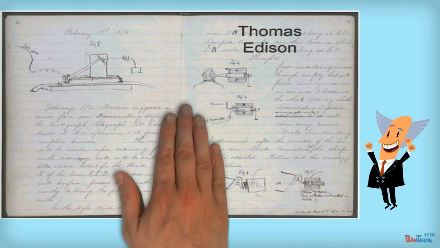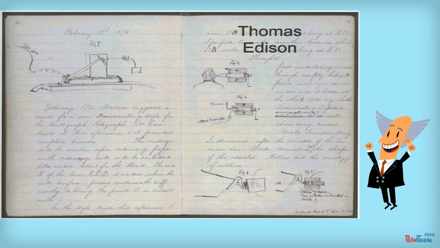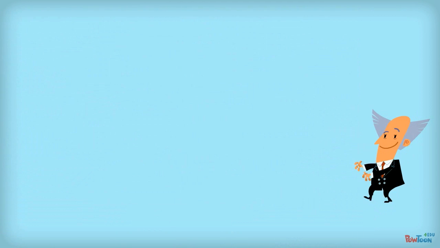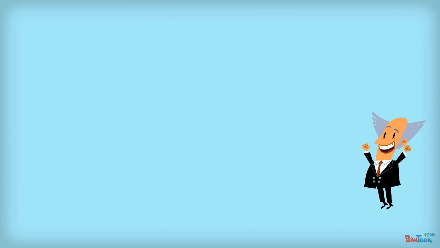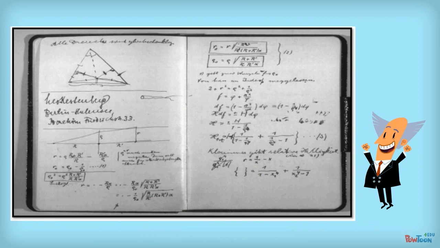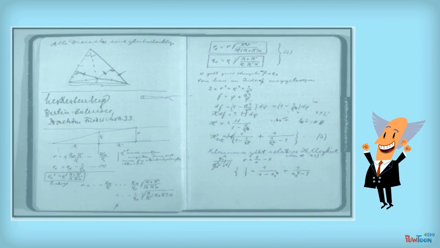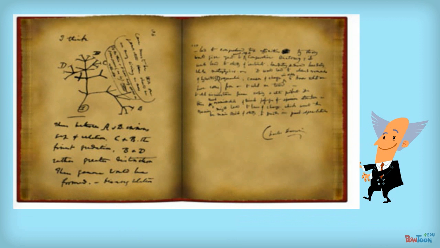For example, here's a sample of Thomas Edison's notebook, and Leonardo da Vinci's notebook. You can tell he was very artistic. And Albert Einstein's notebook. And Charles Darwin's notebook. He doesn't appear to be near as artistic as Da Vinci.